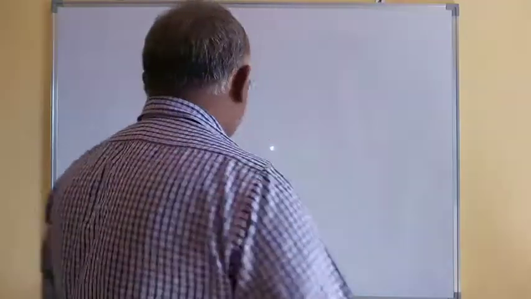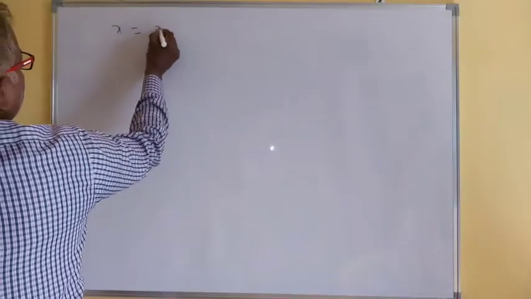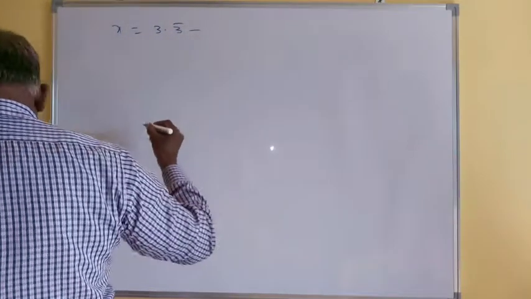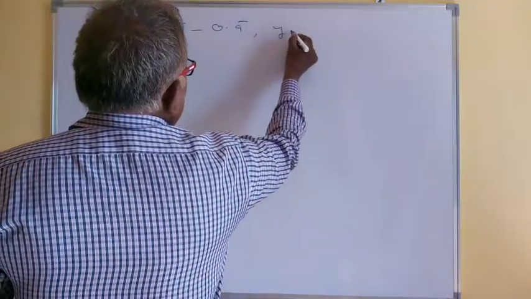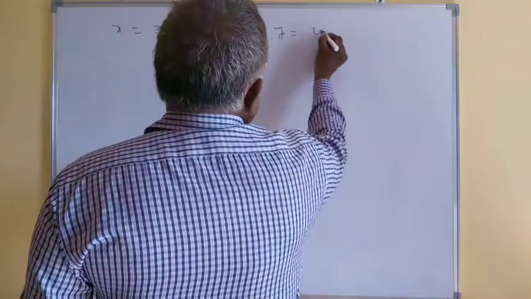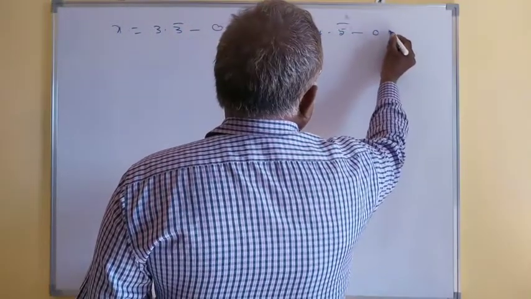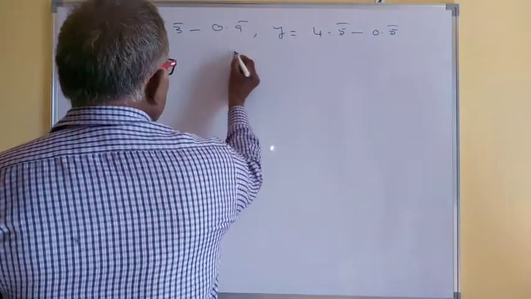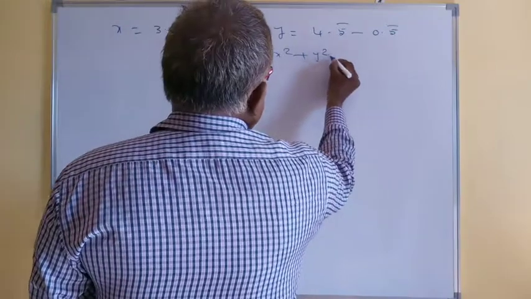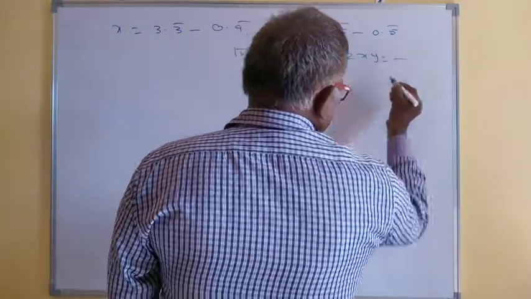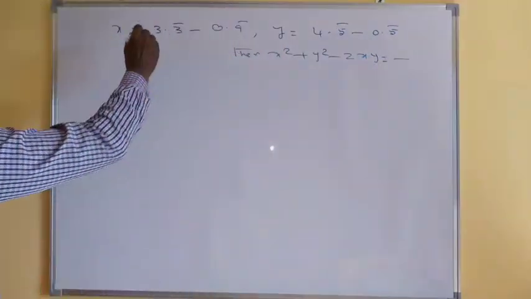And one more problem. If x is equal to 3.3 bar minus 0.9 bar, y is equal to 4.5 bar minus 0.5 bar, then x square plus y square minus 2xy is equal to dash. So let us do one by one.